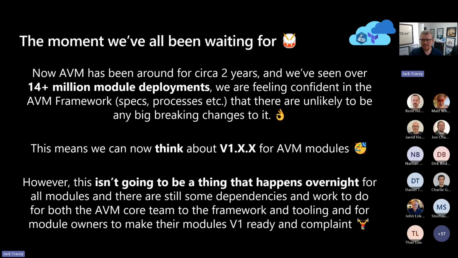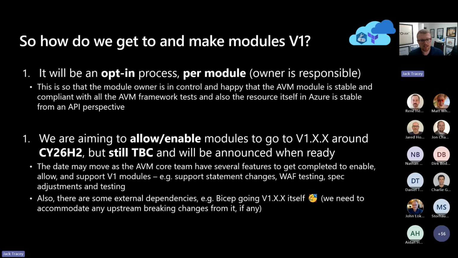You've seen that Matt and the team have been busy building tooling and refining stuff to make sure that we're absolutely rock solid, ready to go. And also module owners have got some stuff to do as well. They've got to make sure that they're being compliant with some of the rules that we're going to set for what going to V1 means. And to give you a bit more insight into those, I want to share how we're going to get there. So what are we going to do to get to V1 and make modules V1?